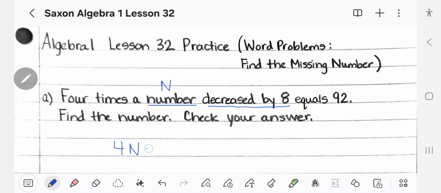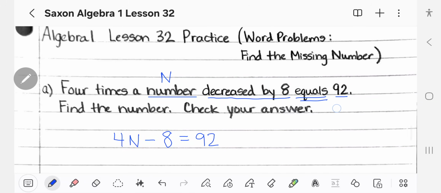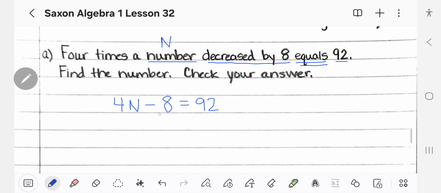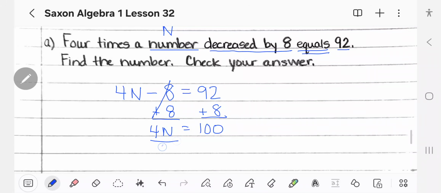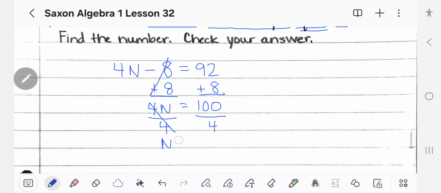Decreased by 8, so that's going to be subtracting 8, equals 92. 4 times a number decreased by 8 equals 92. Let's find the number. We're going to need to add 8 to both sides. 4n is equal to 100. And then we're going to divide both sides by 4. And we get n is equal to 25.